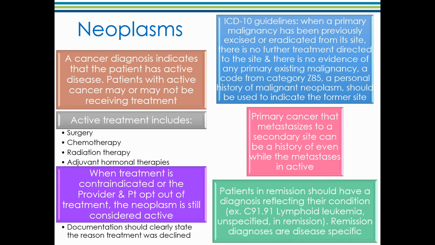Also, there are some in remission codes here as well. So an example is leukemia in remission. I think leukemia and lymphoma are the only ones that are specified as in remission. Those do have a value versus using the historical condition. So please be careful when using those as well.